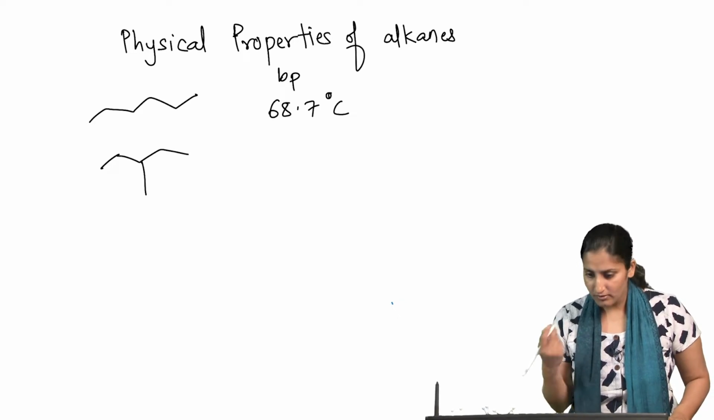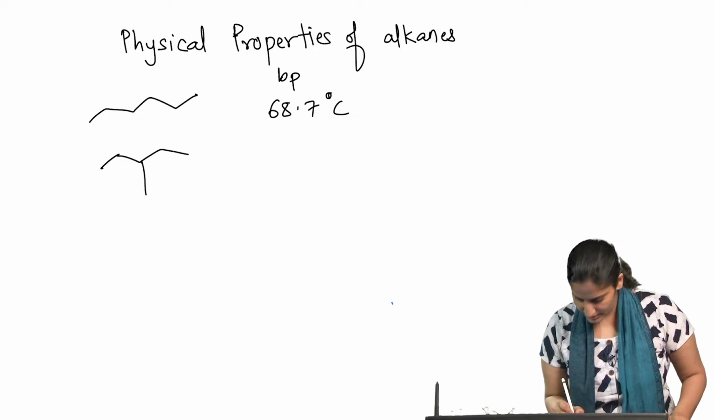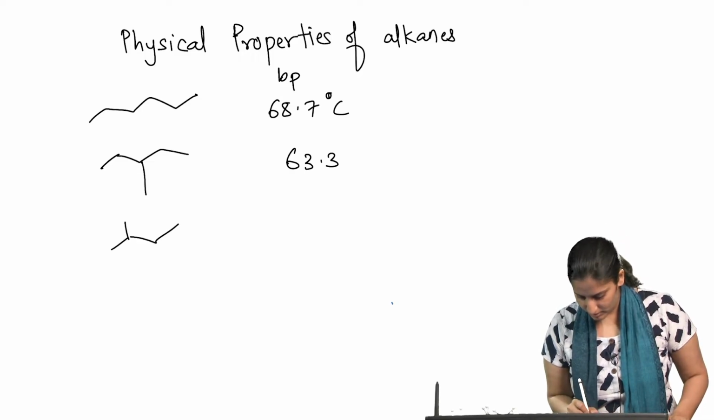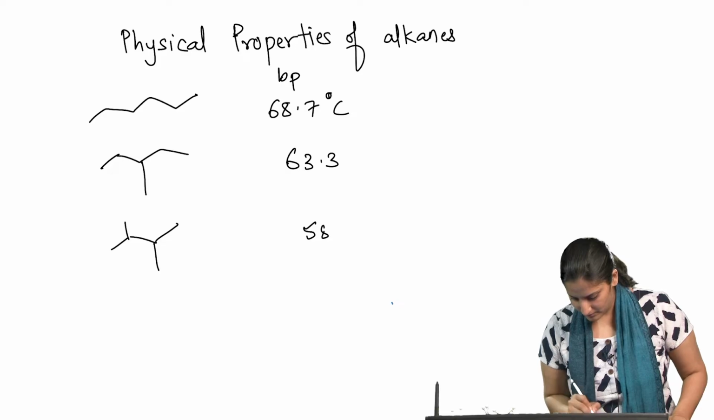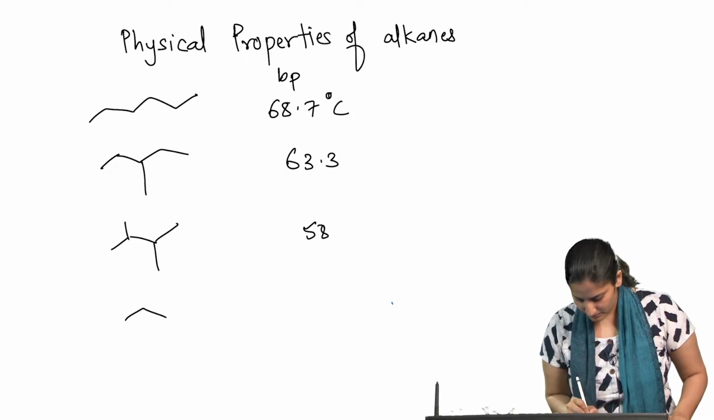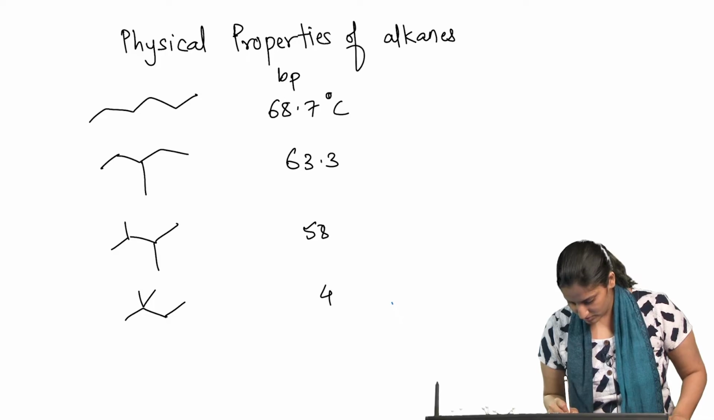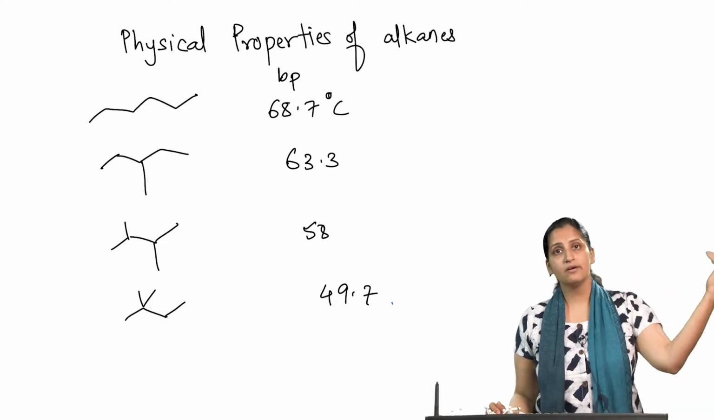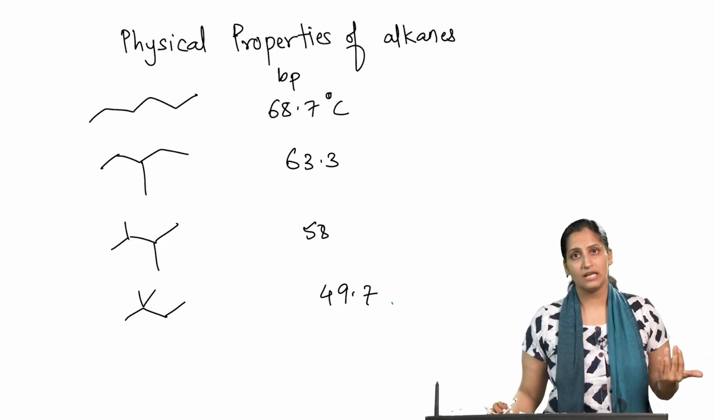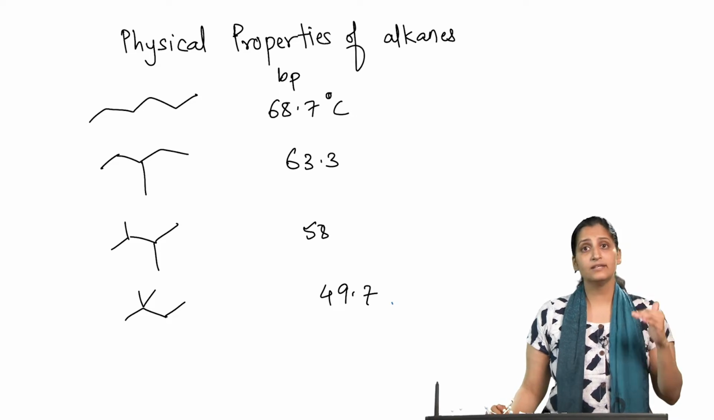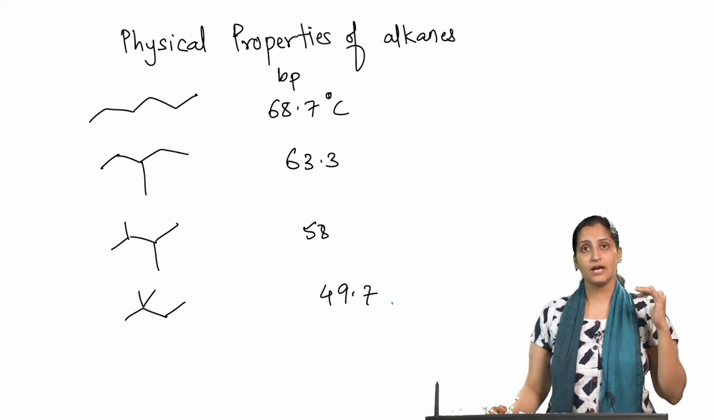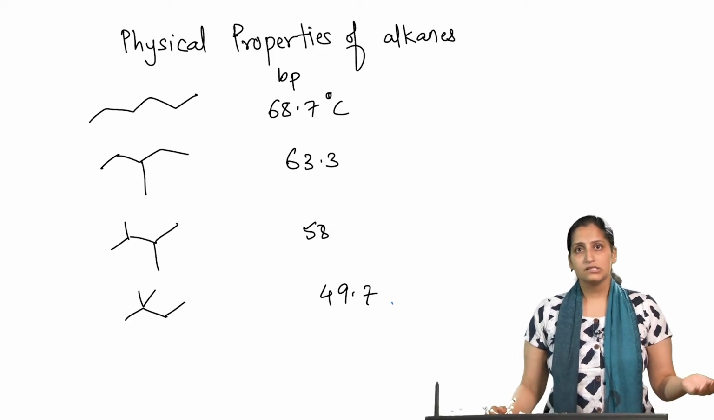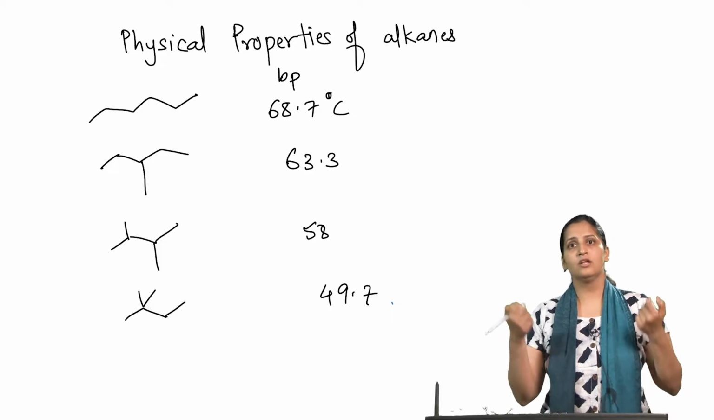If I take its structural isomer, the boiling point is about 63.3, goes to 58, and then next it goes to 49.7. So, as you can see, as I go from a linear chain to a branched chain alkane, the boiling point of each of these branched isomers is lower than that of n-hexane. So, you can say that the more the branching, the lower the boiling point.